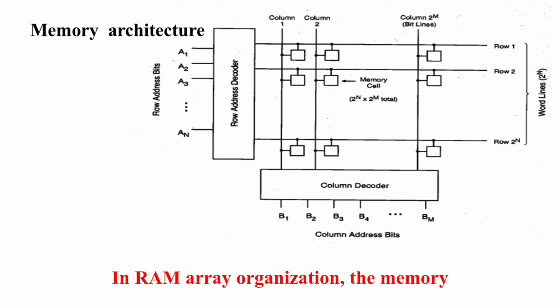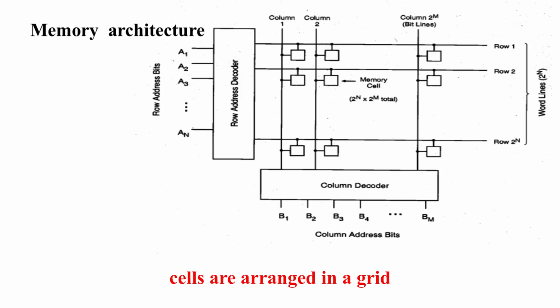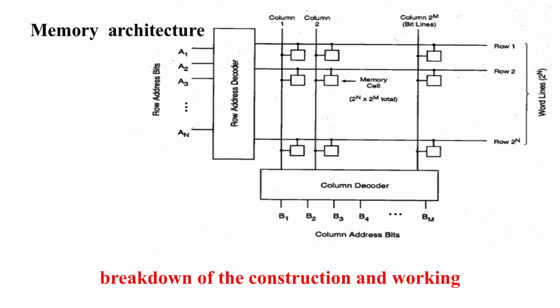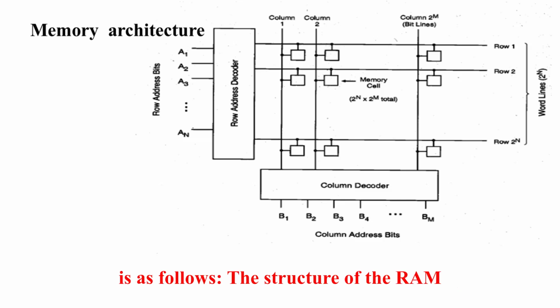In RAM array organization, the memory cells are arranged in a grid structure, with 2^n rows, each representing a word line, and 2^m columns, each representing a bit line. Each cell can store a bit, and the cells are accessed via row and column address decoders that select specific cells for reading or writing. The detailed breakdown of the construction and working is as follows.